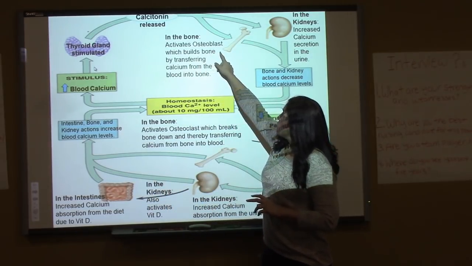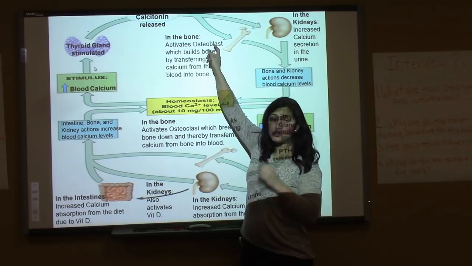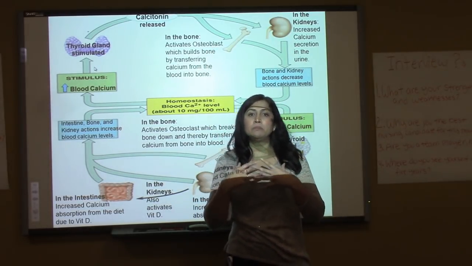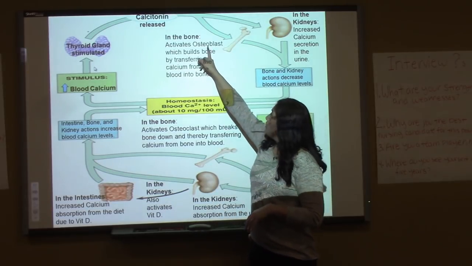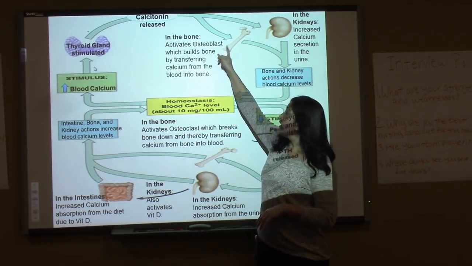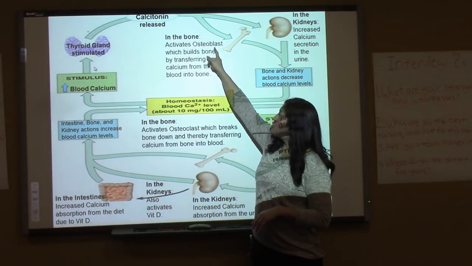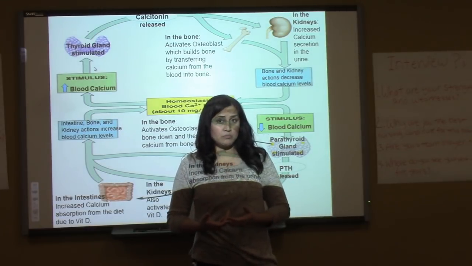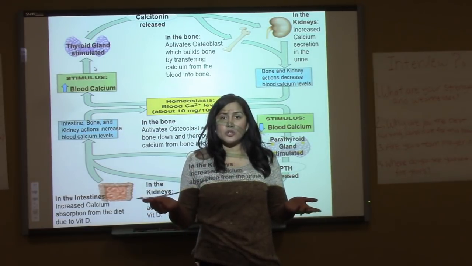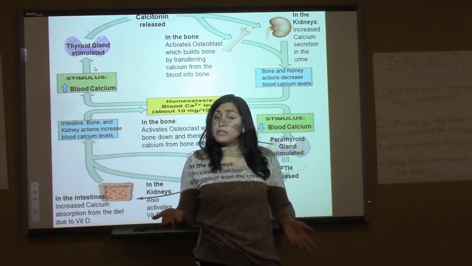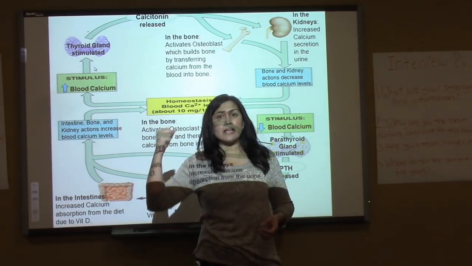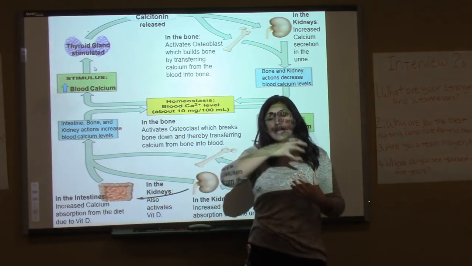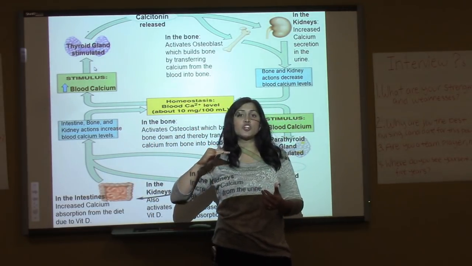In the bone, calcitonin actually causes your osteoblasts to be stimulated. Osteoblasts are bone cells that build bone. So it will go to the bones and stimulate your osteoblasts. Osteoblasts will now start to build bone, and to build bone, you need calcium. So where do you think osteoblasts are getting the calcium from? Of course, from your bloodstream. So osteoblasts start to pull calcium from your bloodstream and make bone. Because calcium is coming from your bloodstream, your calcium levels start to drop.